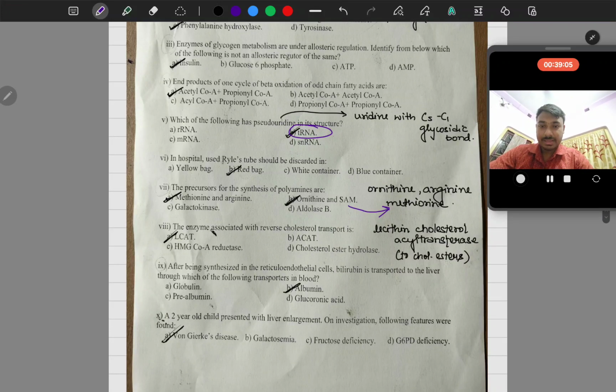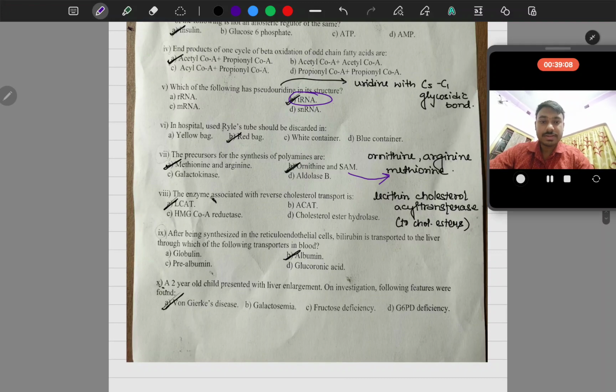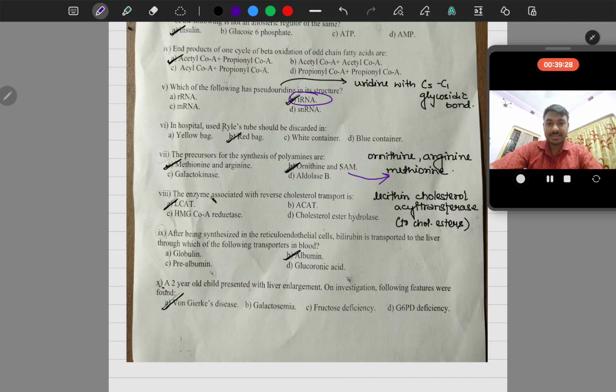Next one: the enzyme associated with reverse cholesterol transport is LCAT. LCAT, the answer, question is easy. LCAT is lecithin cholesterol acyltransferase. It helps in the transfer of cholesterol to cholesterol esters. Next question: after being synthesized in reticuloendothelial cells, bilirubin is transported to the liver through which of the following transporters in blood? The answer is simple: albumin.